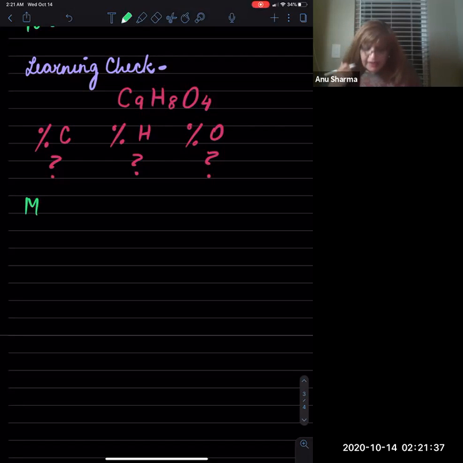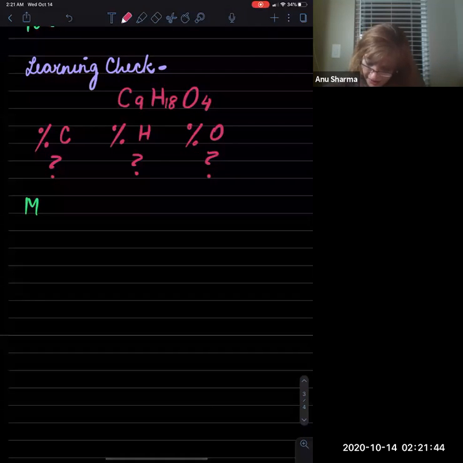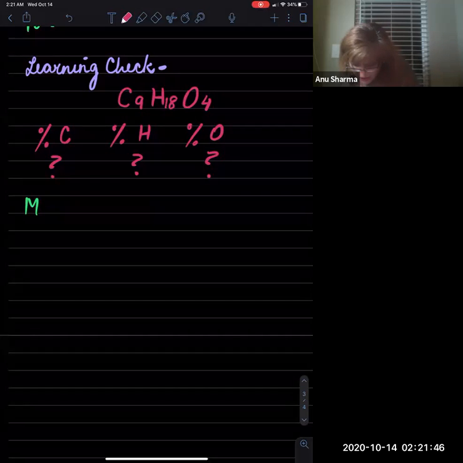So what you're going to do is calculate the molar mass of C9H18. Sorry, this is H18, my mistake. I'm sorry. There's a little bit of a mistake here. Let me just check one thing. Okay, sorry about that. So it was C9H8O4. So that's actually aspirin.